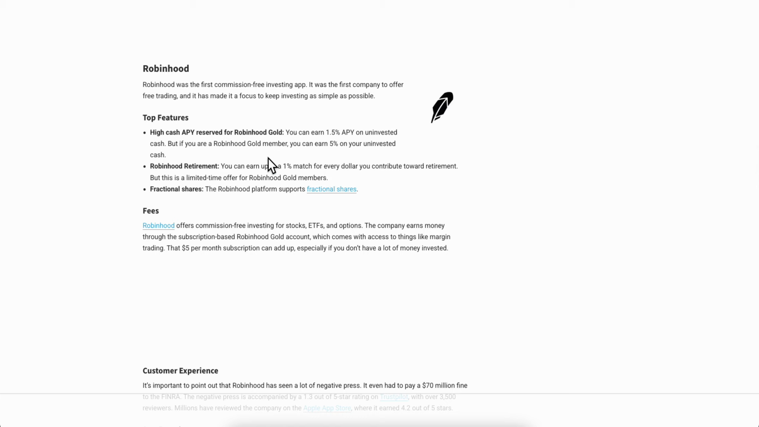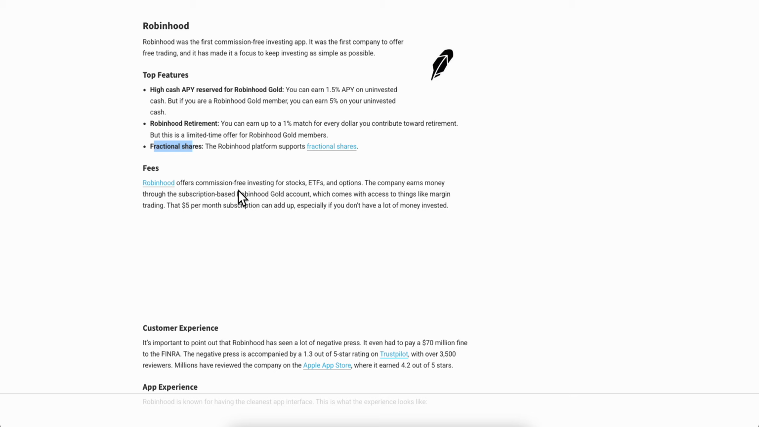Now here we have the Robinhood top features. So they have a high cash APY reserved for Robinhood Gold. Now this card, it's only invite based, so you can't get it right away. Then they have this Robinhood retirement, so you can earn up to a 1% match for every dollar you contribute toward retirement, and again fractional shares.